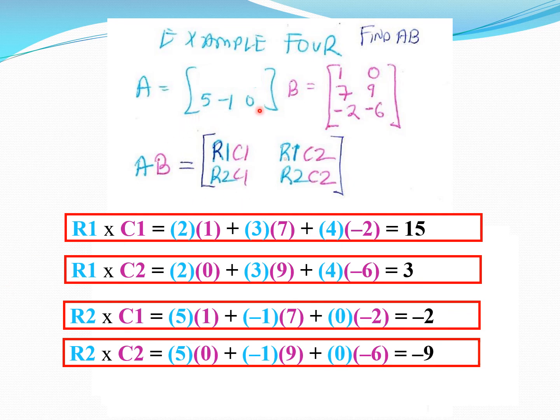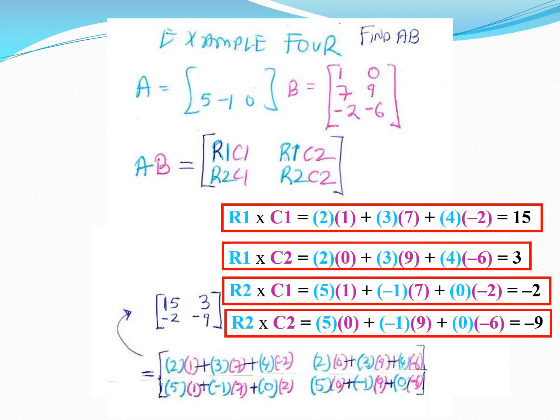So row 2 by column 1, and you can kind of see how that operates. 5 by 1 plus minus 1 by 7 plus 0 by minus 2, and that gives us 5 and minus 7 is minus 2. Likewise, row 2 by column 2. 5 by 0 is 0, minus 1 by 9 is minus 9, 0 by minus 6 is 0, and we end up getting minus 9. So minus 2 is that one there, row 2, column 1, and minus 9 is row 2, column 2.